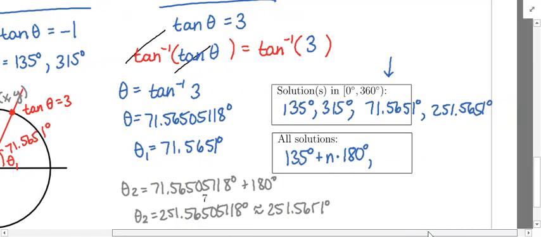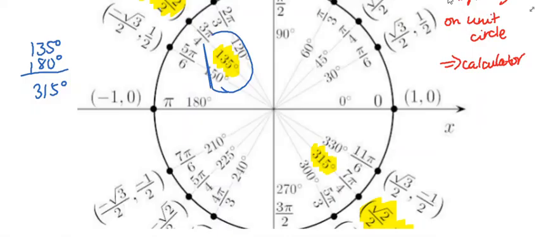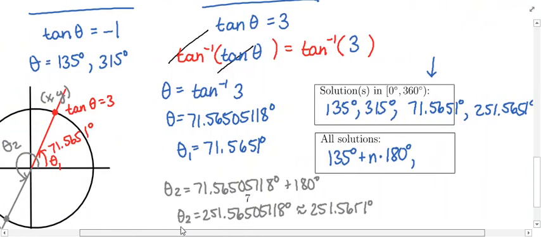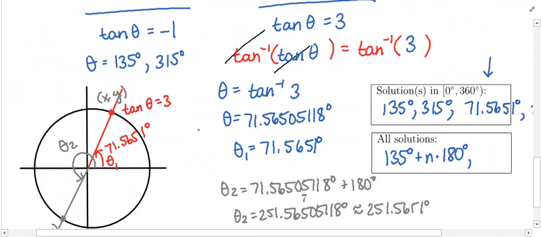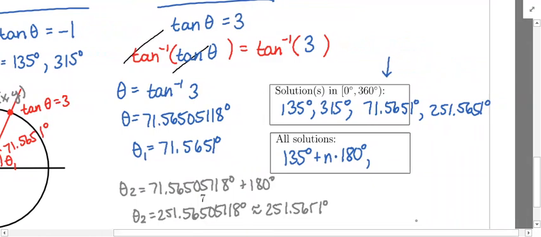Now we've got to deal with the decimal angles. They too are separated by 180 degrees. You just look at the sketch here. We talked about it. To get the second angle, we took the 71.5651 and so on degree angle and added 180 degrees. So they too are separated by 180 degrees.